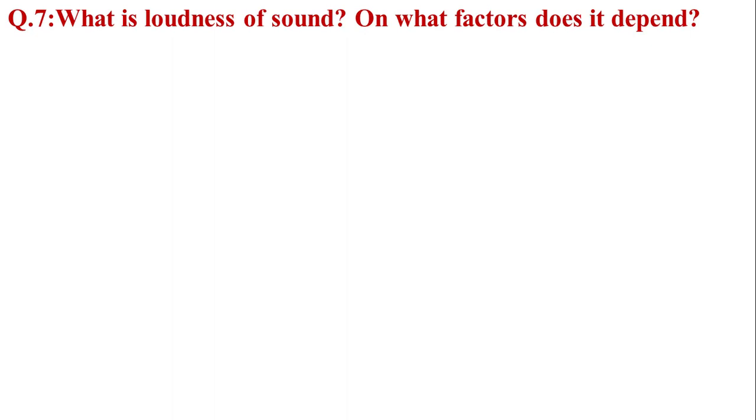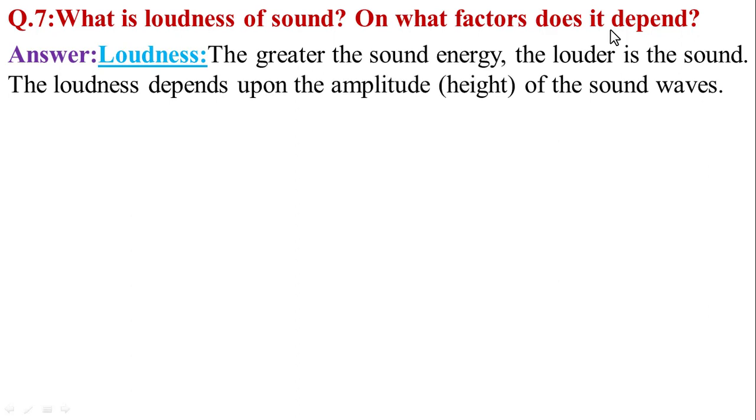So we can solve question number 7. In question number 7, what is loudness of sound? On what factors does it depend? First of all, we write the definition. Loudness: the greater the sound energy, the louder the sound. Loudness depends upon the amplitude, also called the height of the sound wave. So we can simply say that loudness is directly proportional to the square of amplitude.